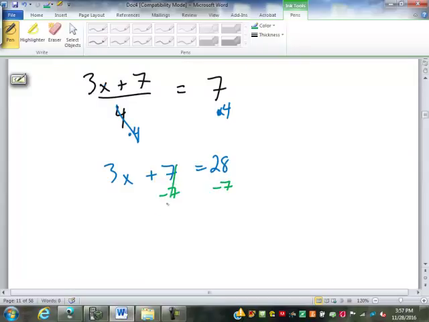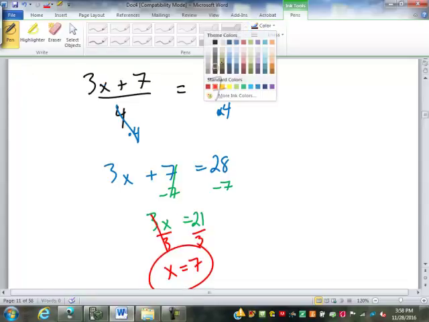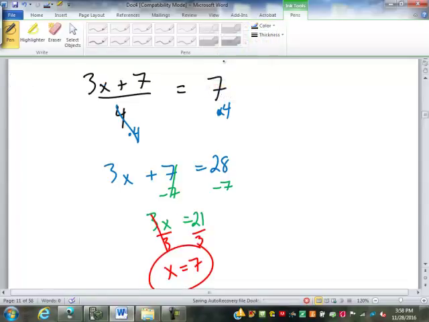Subtract 7, gives us 3x equals 21, and divide by 3. X equals 7. What do you think?